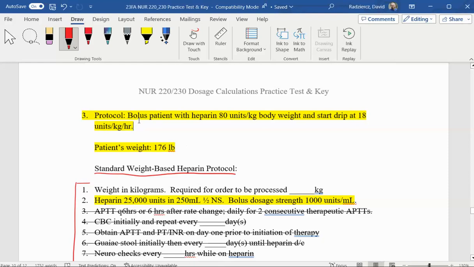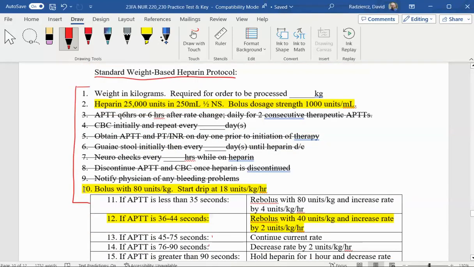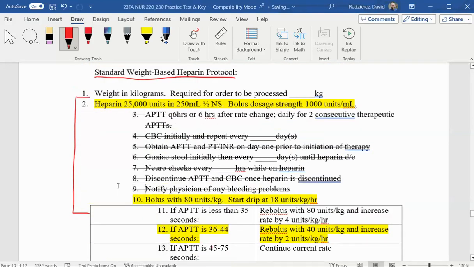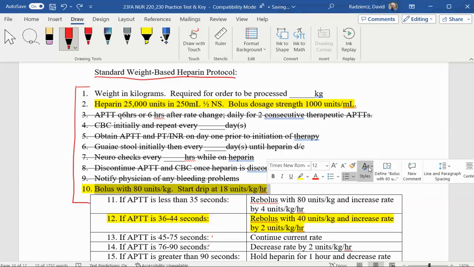Okay. You will also see a pretty standard setup where it'll tell you to bolus the patient with the heparin 80 units per kilogram body weight, and then to start a drip at 18 units per kilogram per hour. You'll actually see that repeated in the protocol, where it says bolus with 80 units per kilogram, start a drip at 18 units per kilogram per hour. We're just extrapolating some of the things.